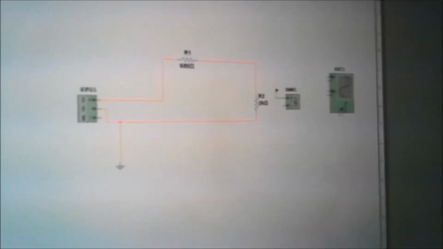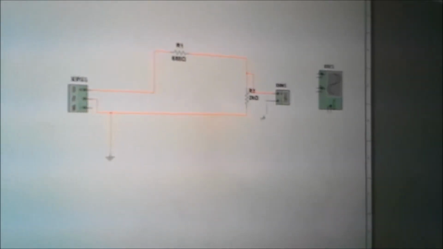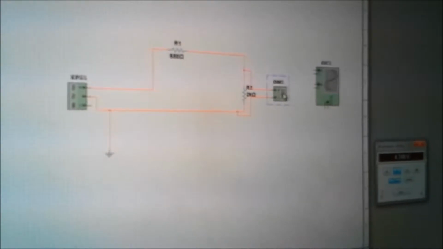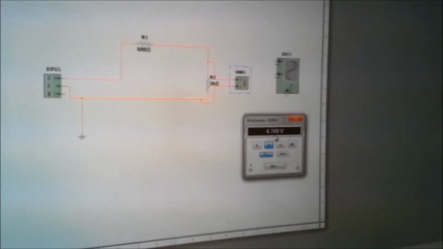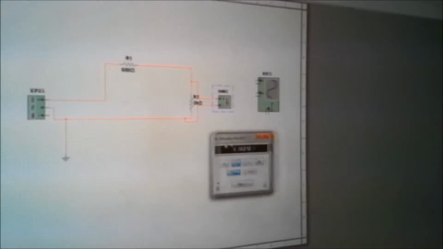In part 2 of our Team AC circuit video, we're going to be measuring first the voltage across our R2 resistor by first connecting our cables here and here. We're going to run our simulation. From here we can see that we get 4.75 volts, right across the channel.